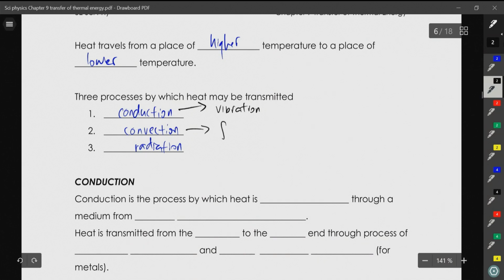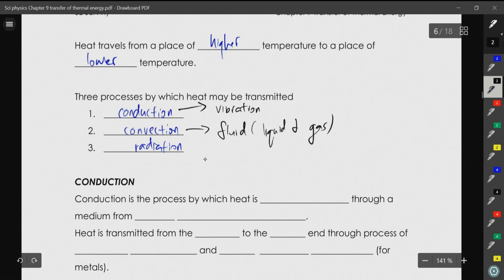Convection has to do with fluid. Your particles need to be able to move around, so solid is out of the question because they can only be vibrating at fixed positions. But for liquid and gas, you have them moving around, be it sliding past each other or moving randomly. And that's fluid. In physics, when I talk about fluid, I mean liquid and gas.